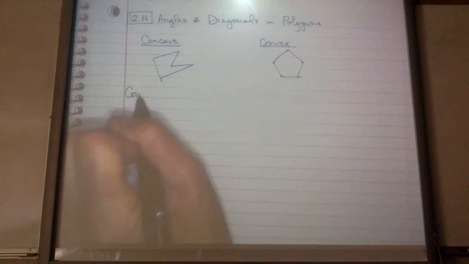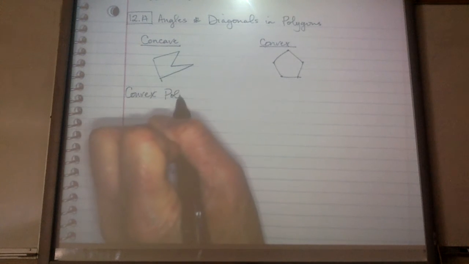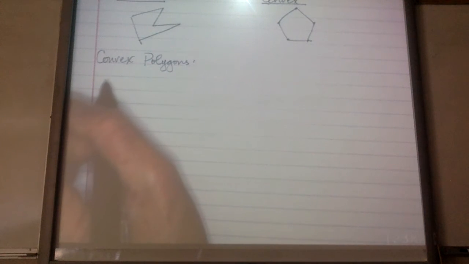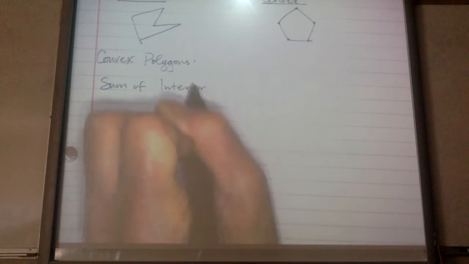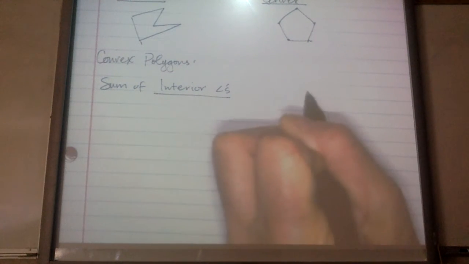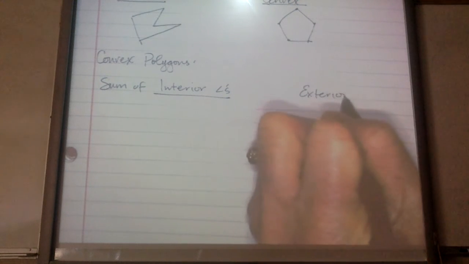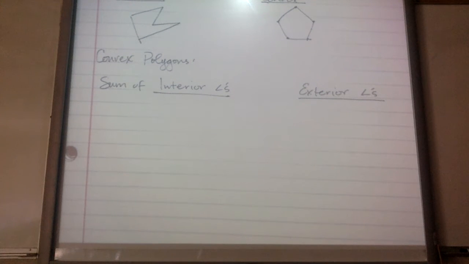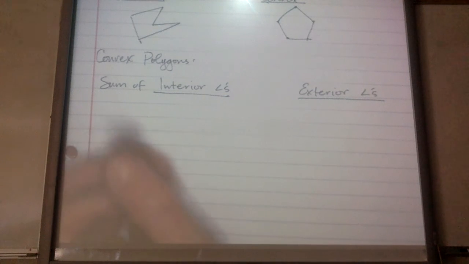There are a couple of properties for convex polygons. We're going to talk about both, and I'm going to zoom in. We're going to talk about the sum of interior angles and exterior angles, and then we'll do an example. The sum would be if we added them all up, and for both interior and exterior, there are different rules. So for the sum of interior, there's a formula.